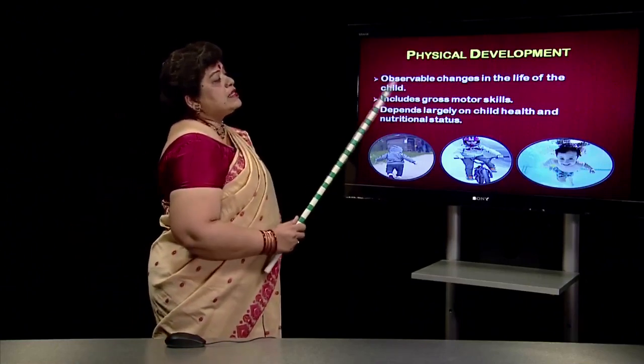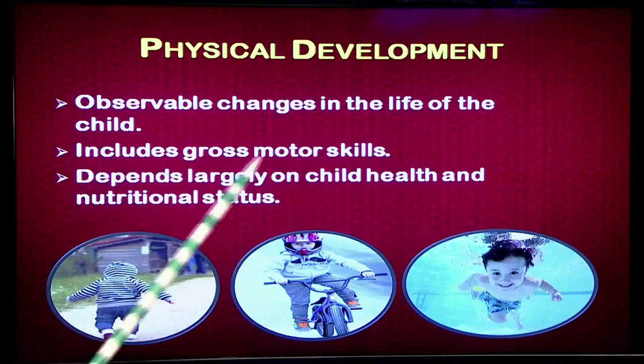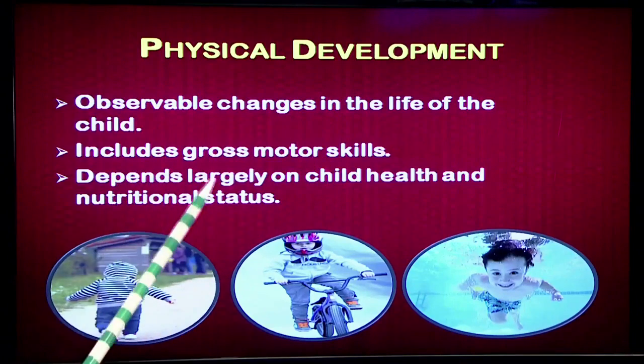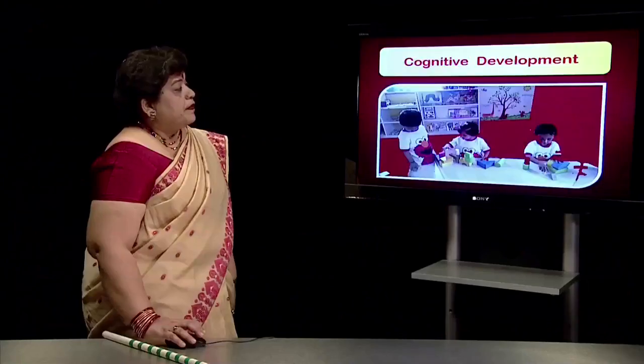It requires a lot of ability and maturation of the muscles. Physical development is the observable change in the life of the child. It includes gross motor skills, and it depends largely on the child health and nutritional status. If the child will not have good health and nutritional status, then physical development will be affected.